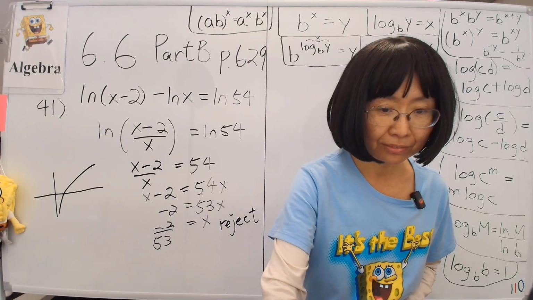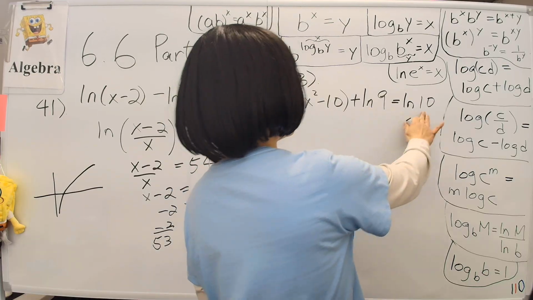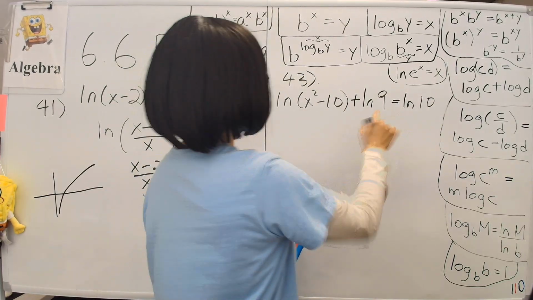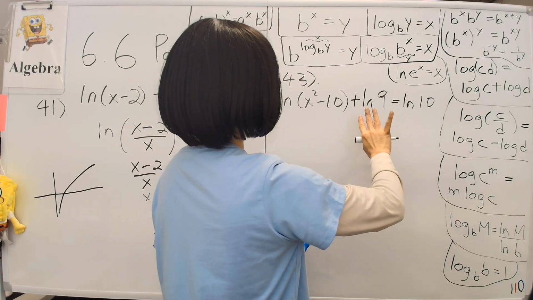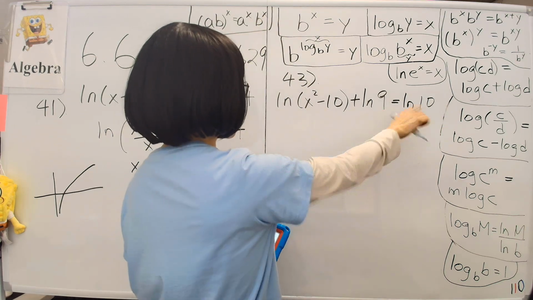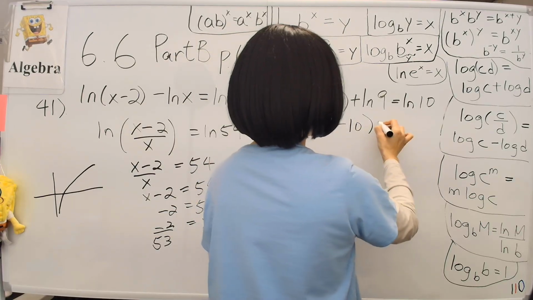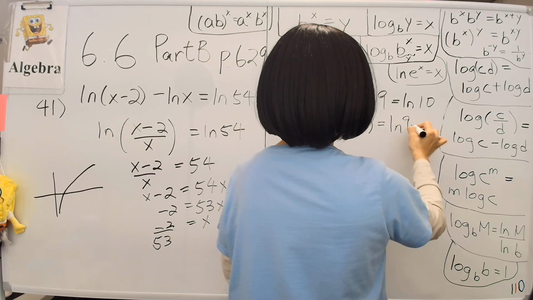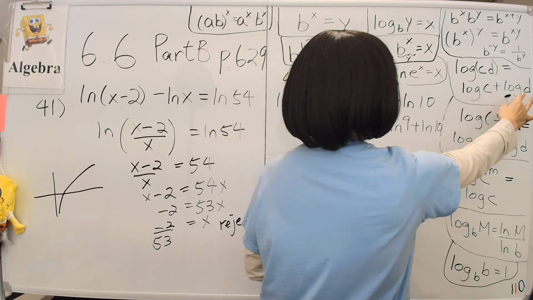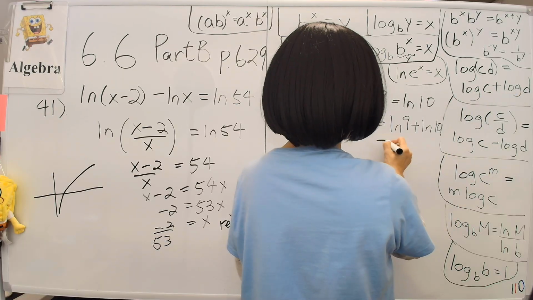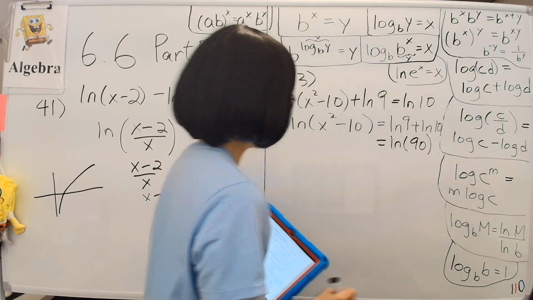Next, let's look at problem 43: natural log of x squared minus 10 plus natural log of 9 equals the natural log of 10. There's no x here, so that's good. We'll kick it to the other side and think about it later. So we have natural log of x squared minus 10 equal to ln 9 plus ln 10. Now, ln 9 plus ln 10 we can combine. This is equal to ln of 90, 9 times 10, following this rule right here.